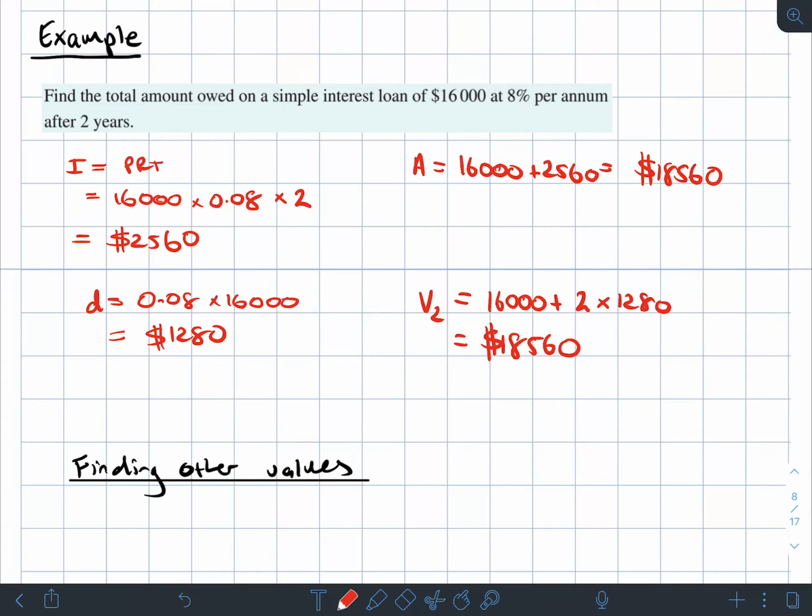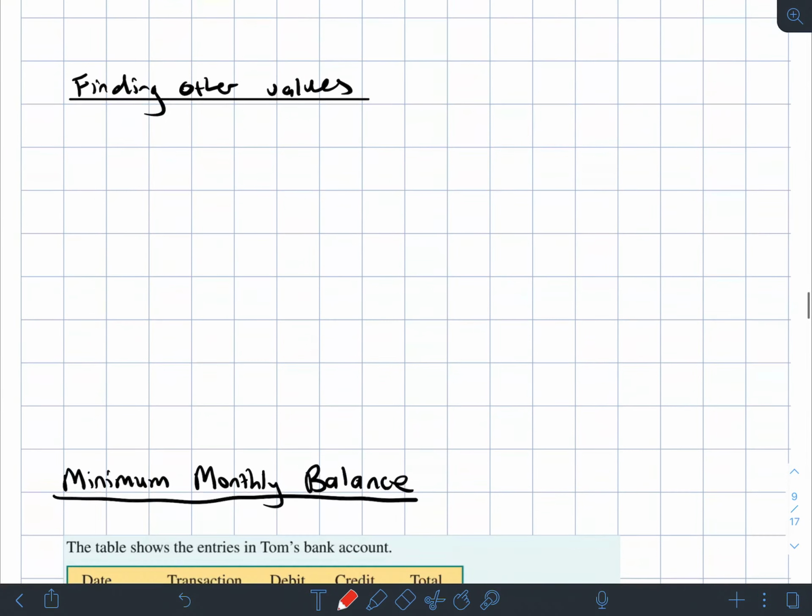So we may be interested in finding the other values, so not just the interest, but maybe also the interest rate. So what I want you to do is take the formula, have a go at this yourself, practice your rearranging, and rearrange it so that we make R the subject, or we're trying to find R.